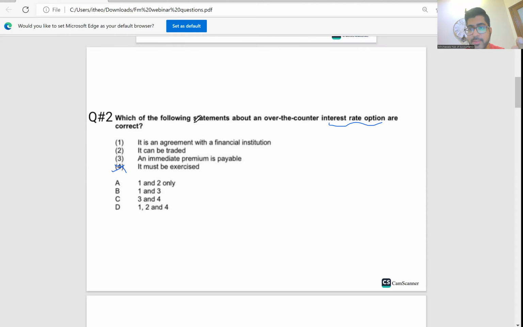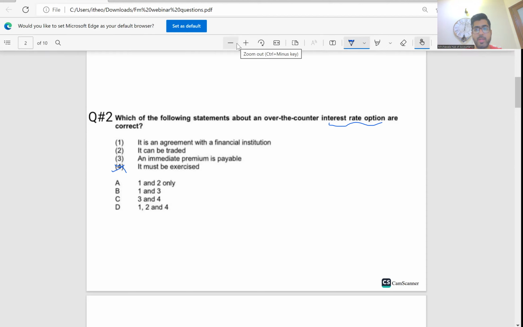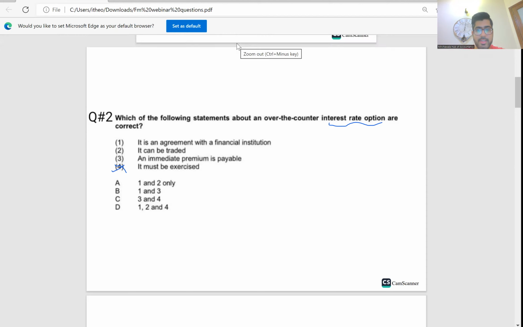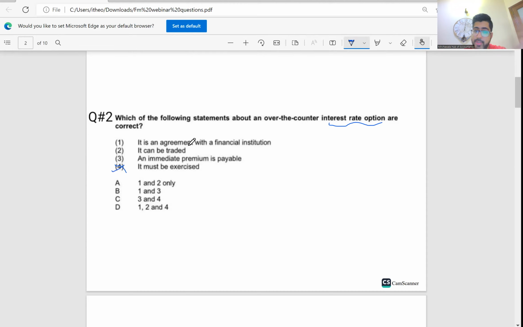Option gives you a choice: either exercise or let it lapse. It's not a binding obligation. Option is not a binding obligation; it just gives you a right. So saying it must be exercised, obligation, that's wrong. So when 4 is wrong, C gets out. D gets out because 4 is wrong.